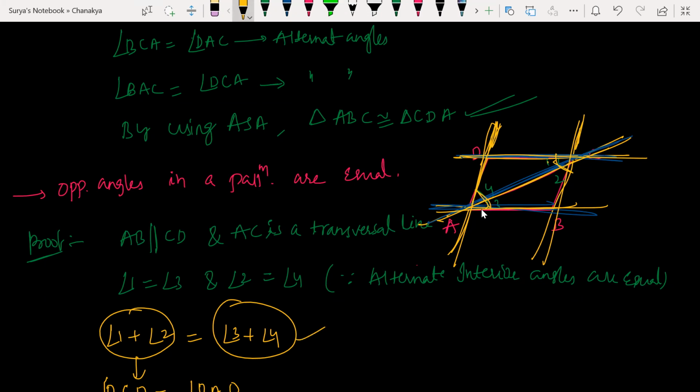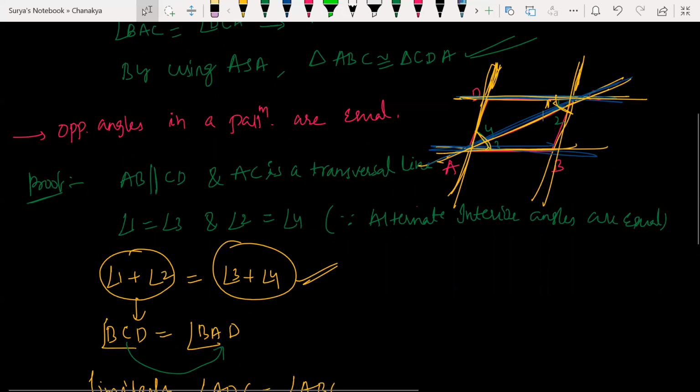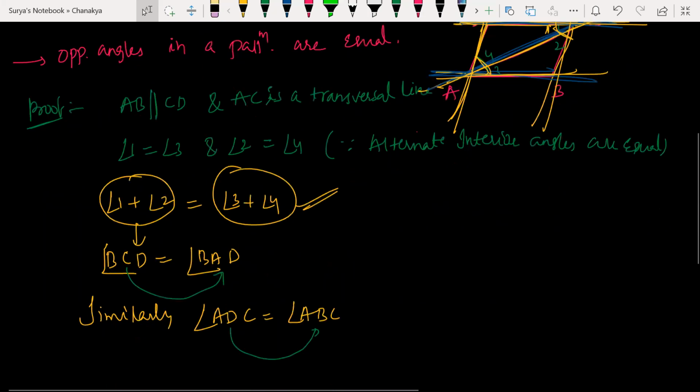Opposite angles will be equal, yes or no? So for proving that, we are taking individually 1 plus 2 is equal to 3 plus 4. But the case is what actually? Whenever two lines are parallel and one transversal line is passing through them, opposite angles will be equal. So that is the reason we can say that opposite angles of a parallelogram are equal. Very simple. Clear? Shall we move forward? Yes, sir. Next.